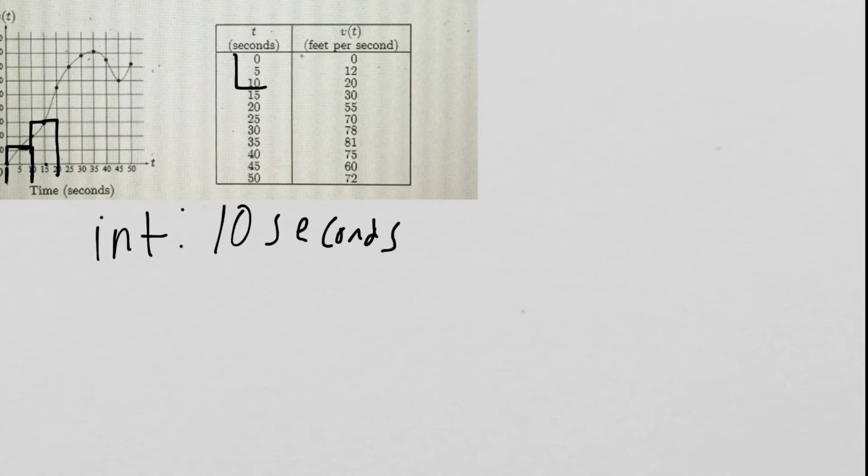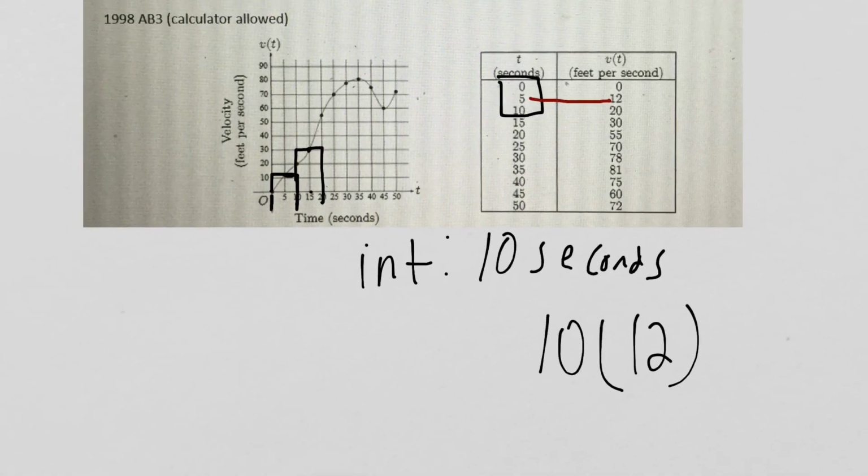So I have to redraw this. Okay, so we're going to use the y value that goes with 5, right? And that's going to be 12. So our first rectangle is going to have a base of 10 and a height of 12. Okay, go over and look at the picture.